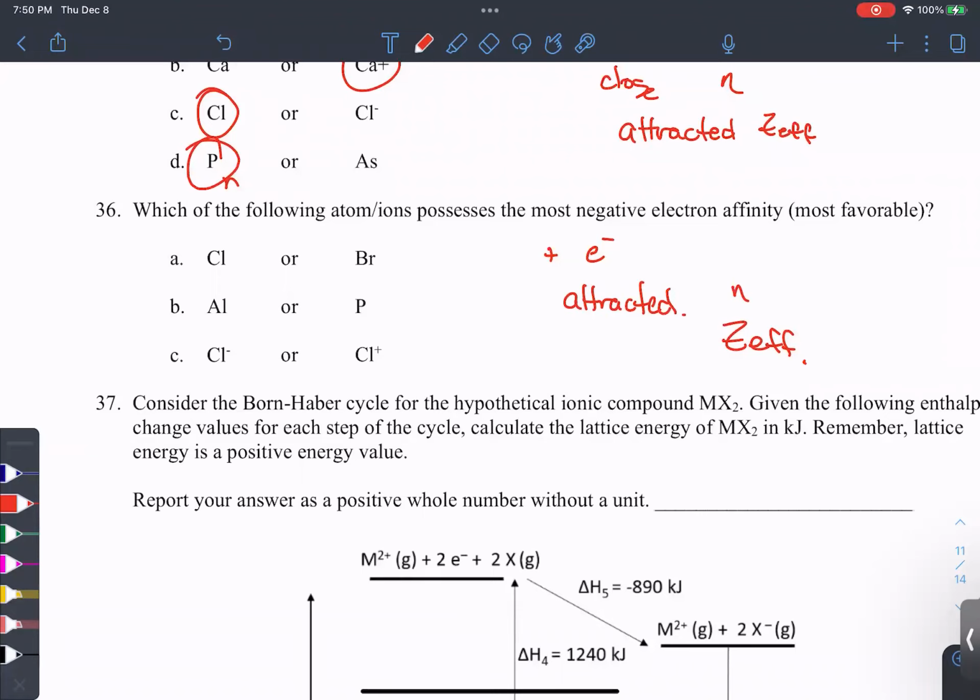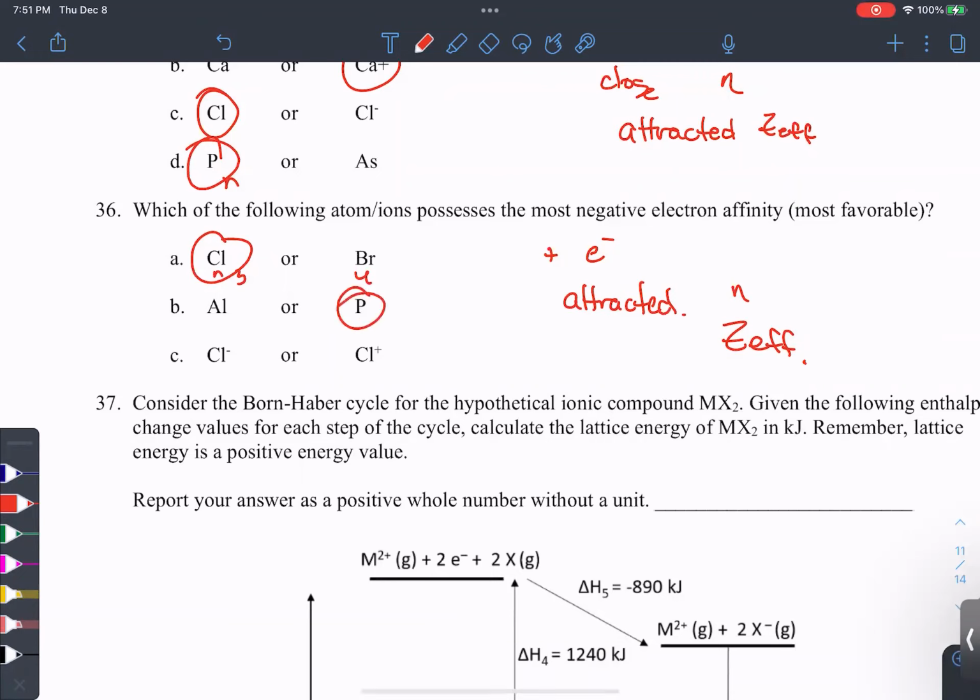All right, so chlorine and bromine, which one's more favorable to slap on an electron? It's chlorine because it's smaller, yes. Because it's smaller. When you add an electron, it's going to be closer to the nucleus. They both have a +7 Z effective, so there's no difference there, but the N values are different. And chlorine is 3 and bromine's 4, so you're adding the electron closer to chlorine, so it's going to be more favorable. Aluminum or phosphorus?